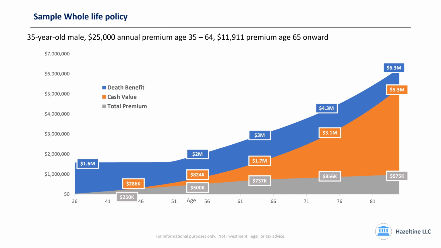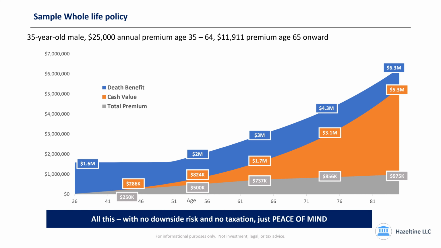The first year is the worst year from a cash value standpoint. It's the best year from a death benefit standpoint. The best year is the last year from a cash value standpoint. So whole life ages like a fine wine. And all of this is done with no downside risk and no taxation, just peace of mind.